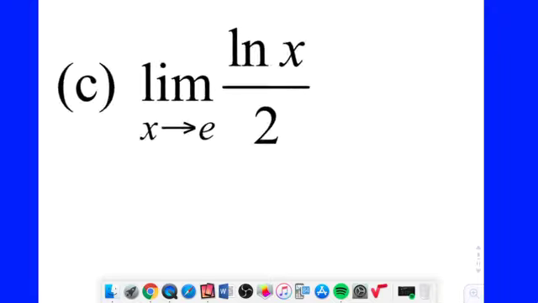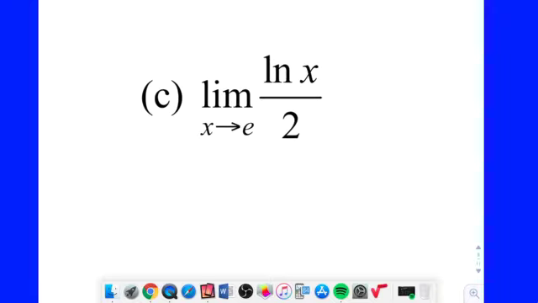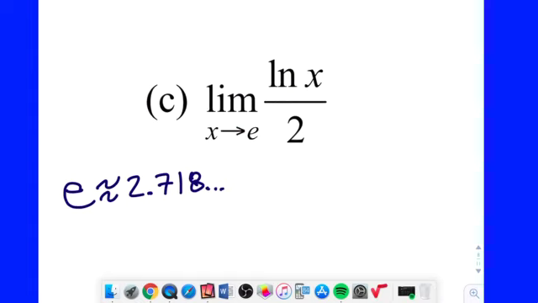All right, letter C. The limit as x goes to e of the natural log of x over 2. What is e, the number? Approximately what? Yeah, 2.7 is good. It's just smaller than 3. 2.718 if you want a 3 decimal number. It's less than pi. Is that in the domain of the natural log?